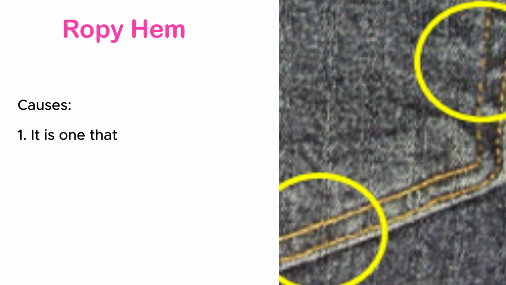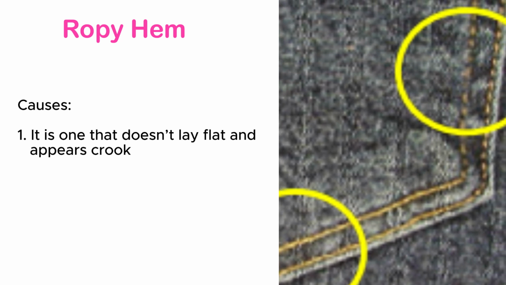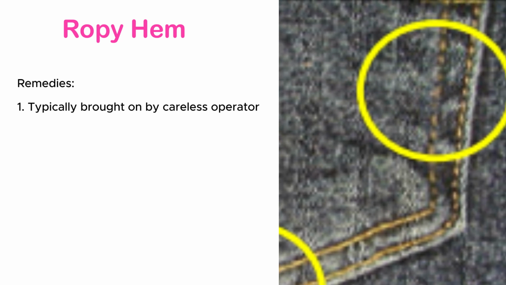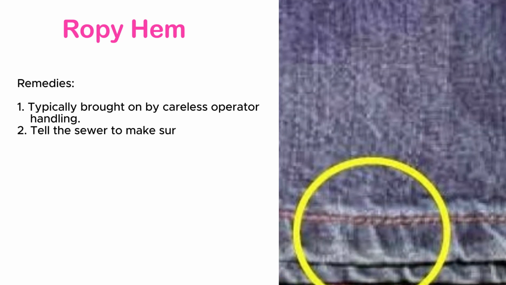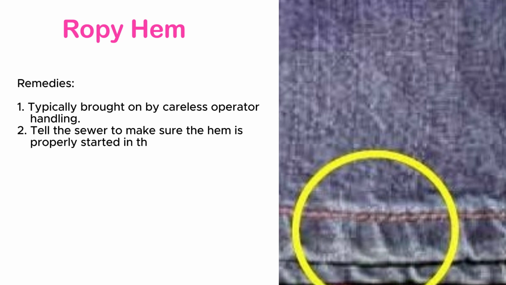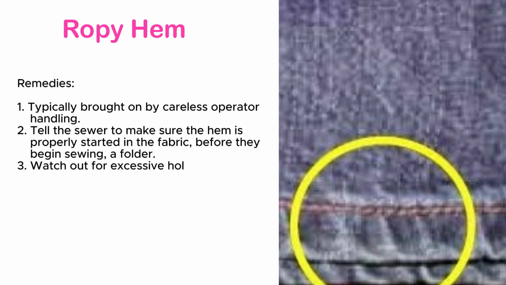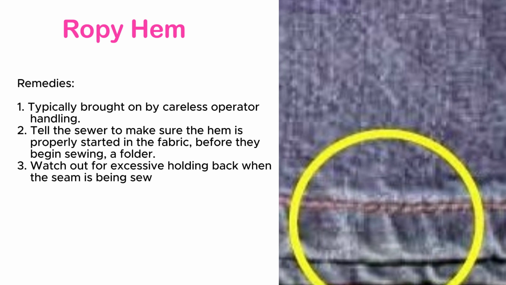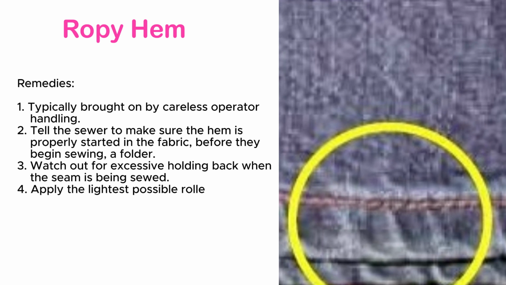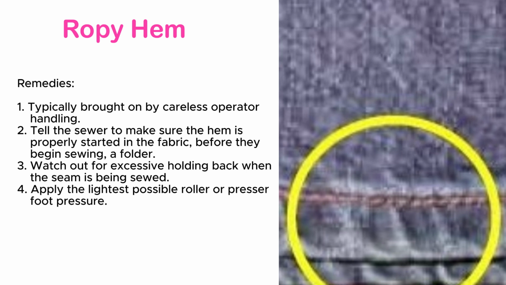Ropey hem. Causes: it is one that doesn't lay flat and appears crooked. Remedies: typically brought on by careless operator handling. Tell the sewer to make sure the hem is properly started in the fabric before they begin sewing. A folder. Watch out for excessive holding back when the seam is being sewed. Apply the lightest possible roller or presser foot pressure.